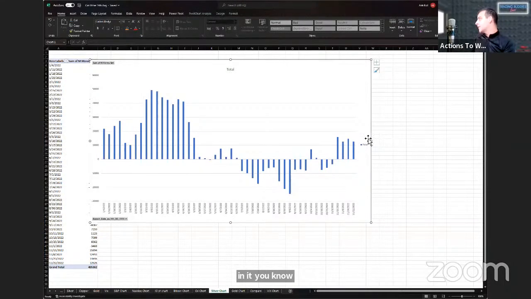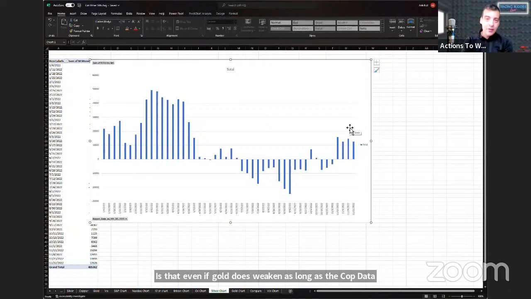But what I would suggest is that even if gold does weaken, as long as the COT data remains positive and we start to see those bigger names or the speculators continue to buy gold up, I still think that gold is going higher.